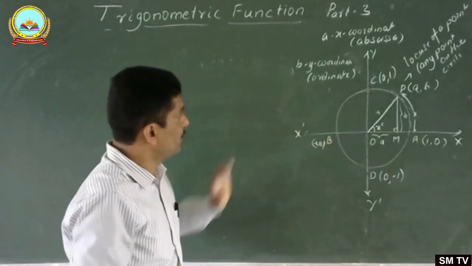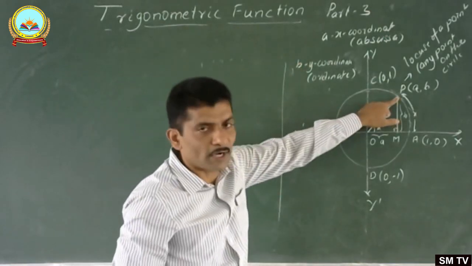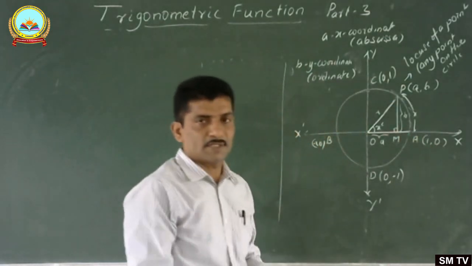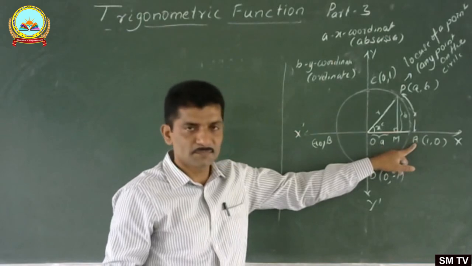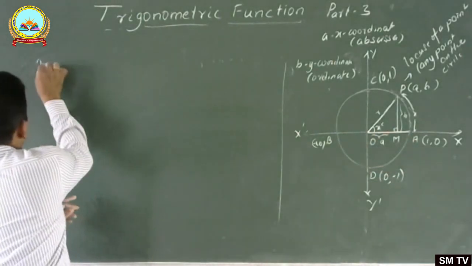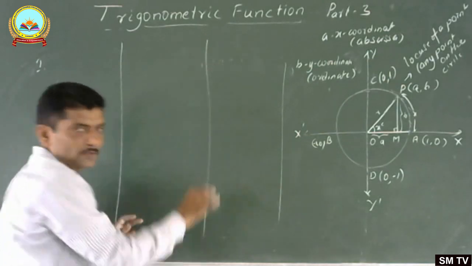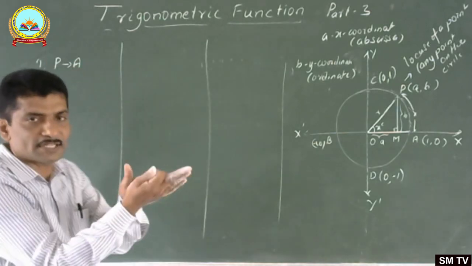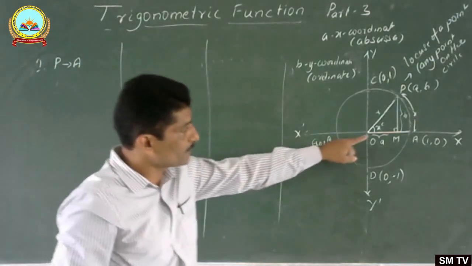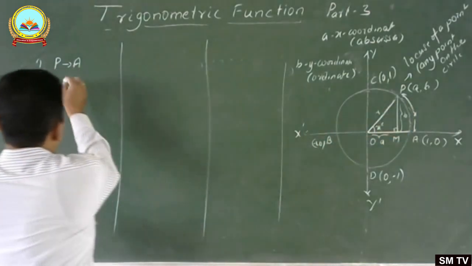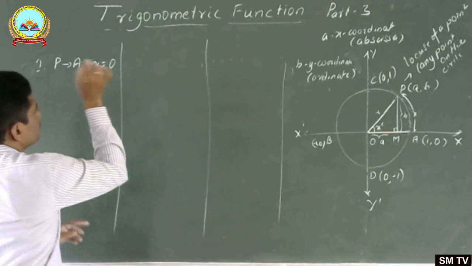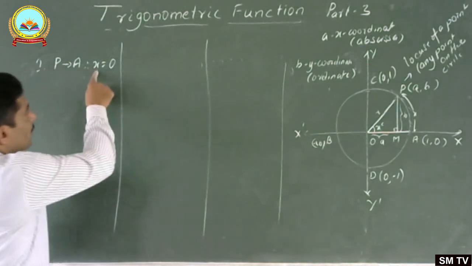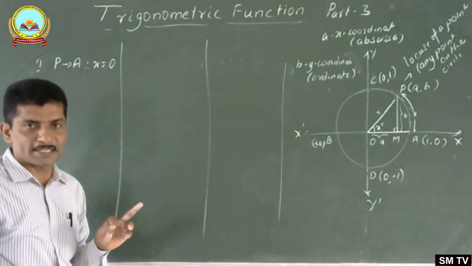Is it clear? Here you know that P is the moving point. In the initial position, suppose it starts from OA. The initial side is OA. It means, in the first case, suppose P's initial position coincides with A. Then what is the arc length x? Here you know that x is exactly equal to 0. The arc length is 0, and arc length 0 means the central angle is equal to 0 radian.